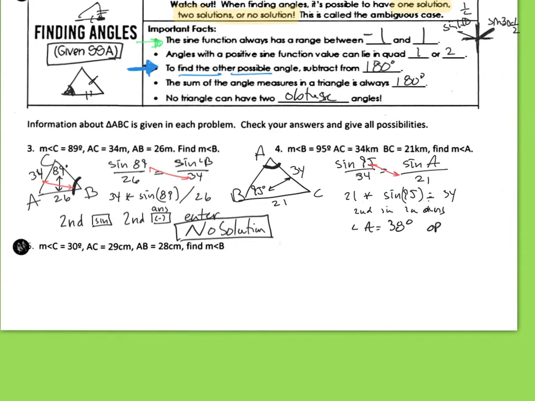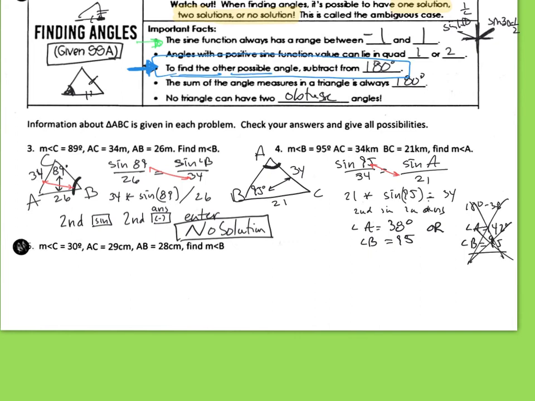Now, going back up here to my blue arrow, to find the other possible angle, subtract from 180. So now we have to do 180 minus 38. And basically, you just have to figure out, does this make a triangle? There's 180 degrees in every triangle. Does it work? So we know that angle B is 95. You can't change that. So angle B equals 95. Well, already over here, we've got too much. This doesn't make a triangle.